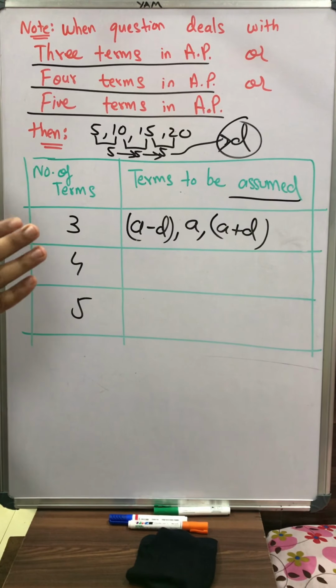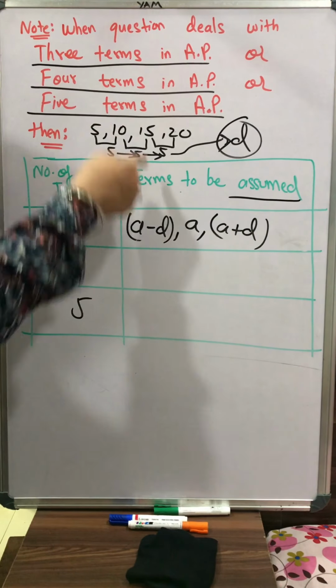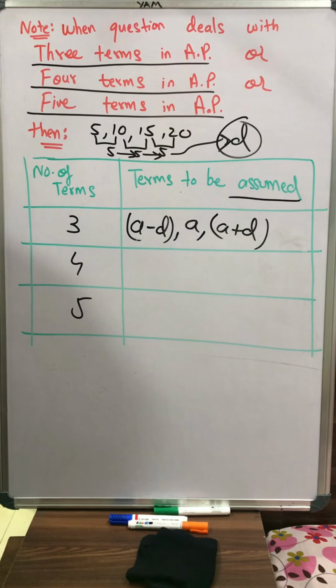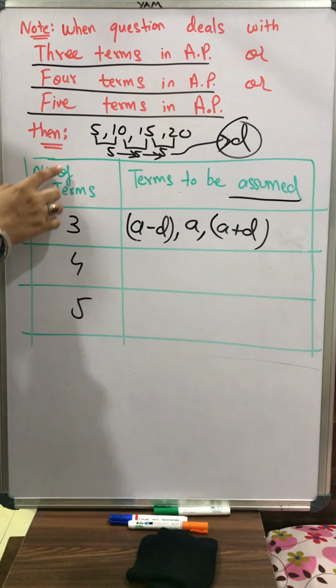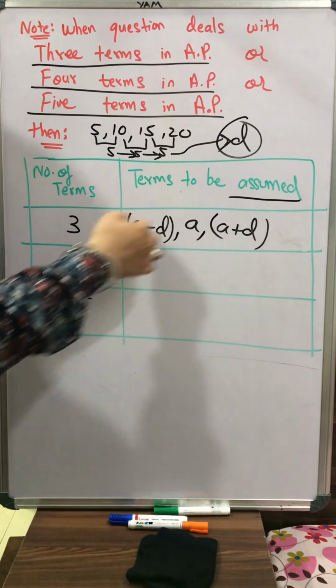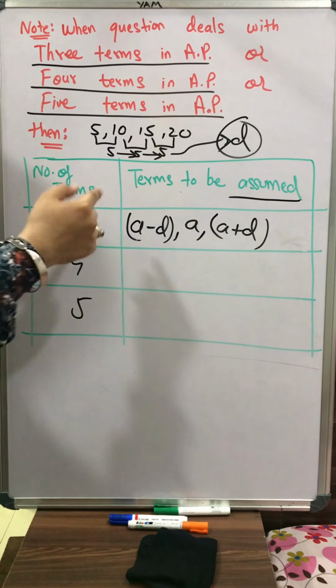And many times, I would say most of the times, if you do not follow this note, you will not reach a correct answer because of calculation errors, not because of a mistake in the concept. So if 3 terms are asked, this you should suppose. Why? I told you, because of the calculation.